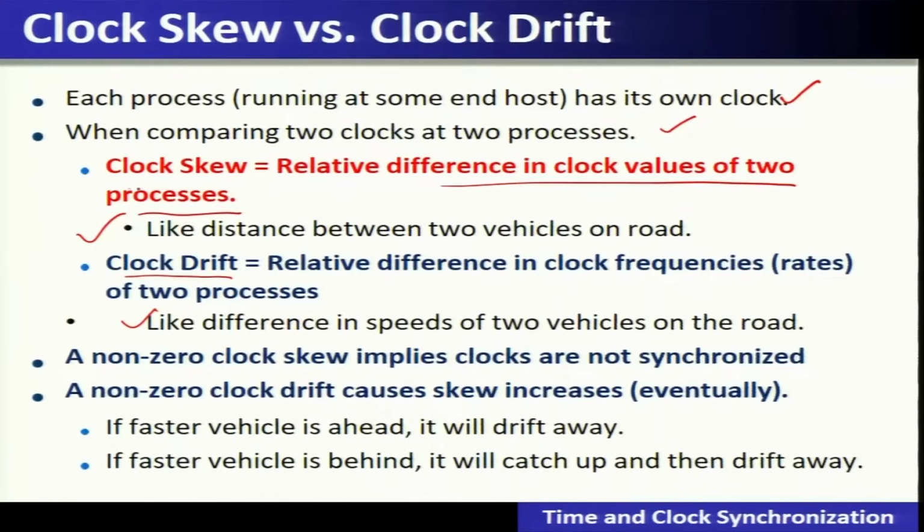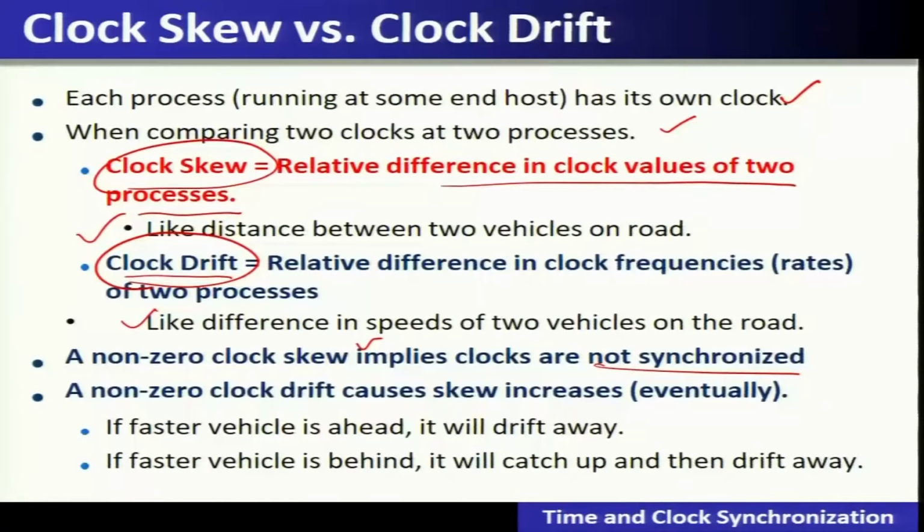So clock skew and clock drift are 2 fundamental concepts which we will be using in clock synchronization in the distributed system. Non-zero clock skew means that the clocks are not synchronized. For example, if one clock is giving a time of 3 o'clock, and at the same instant the other clock is giving 3:30, there is a clock skew of a non-zero value, therefore these clocks are not synchronized.